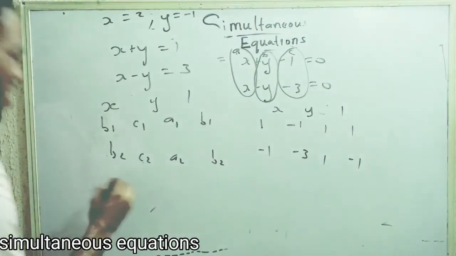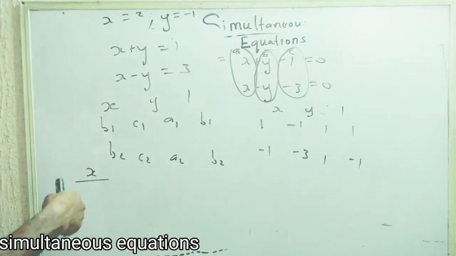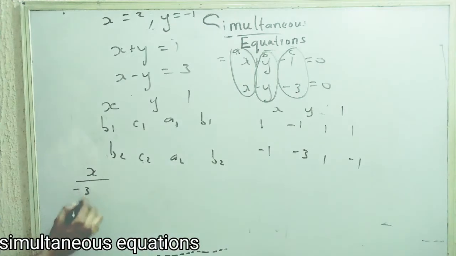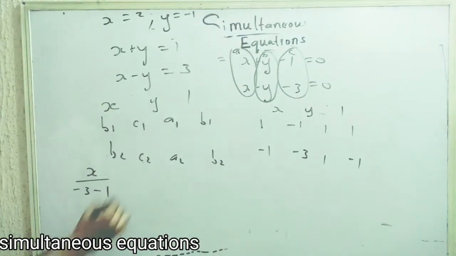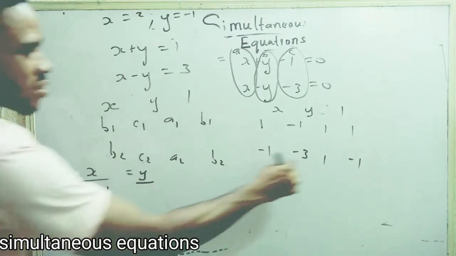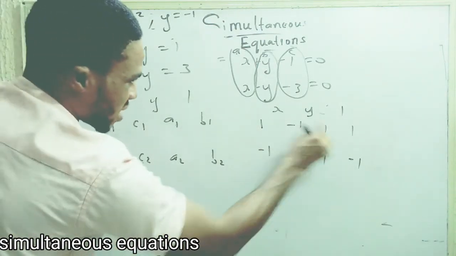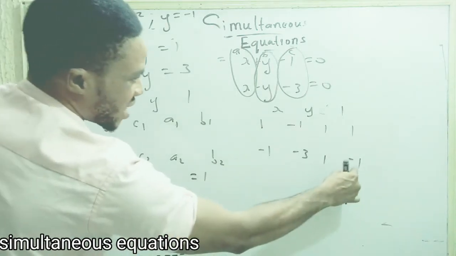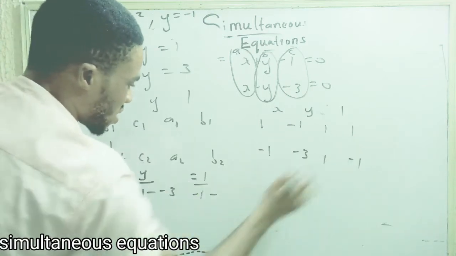Now, I'll write x is equal to, using something you did in grammar school. Minus 3 times 1 is minus 3. Minus 1 times minus 1 is positive 1. Is equal to y. 1 times minus 1 is minus 1. Minus 3 times this will give me what? Minus 3. Is equal to 1. Minus 1 times 1 is what? Minus 1.